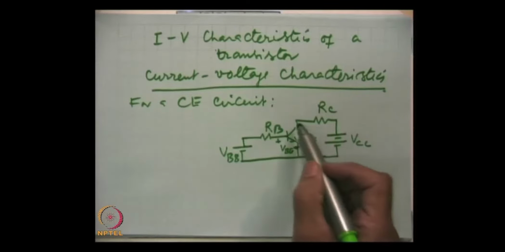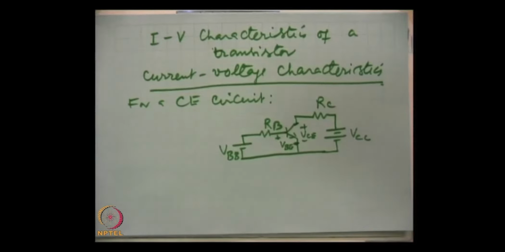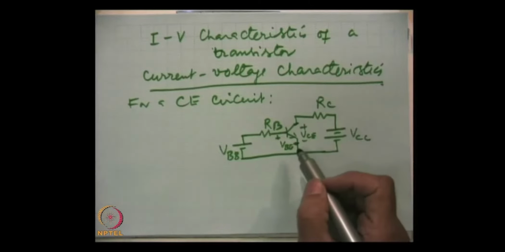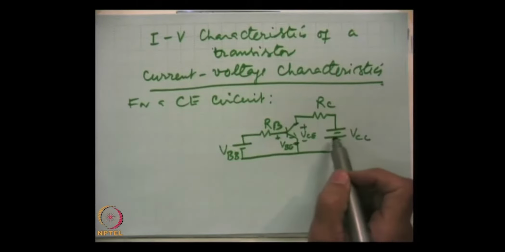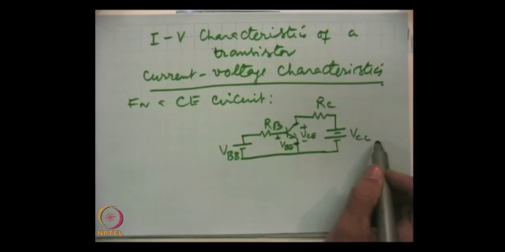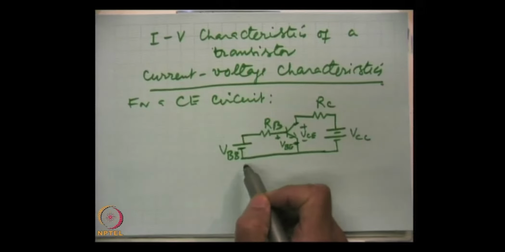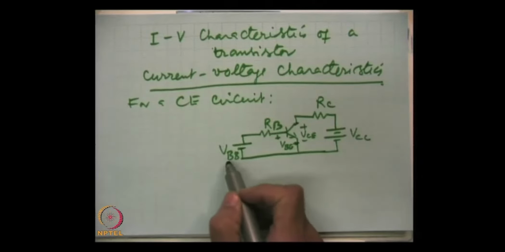This is a simple circuit to measure the current voltage characteristics of a transistor in common emitter circuit. Here now we should get familiar with the terminology which is used. The collector battery is represented by VCC. The base emitter battery is represented by VBB.